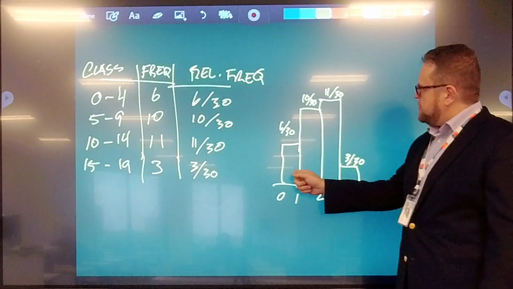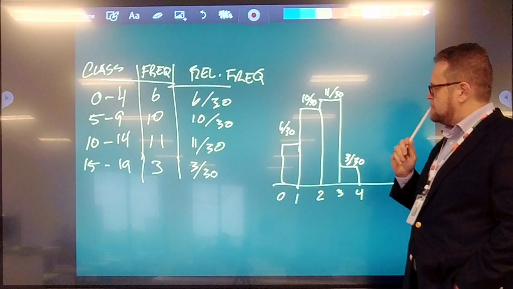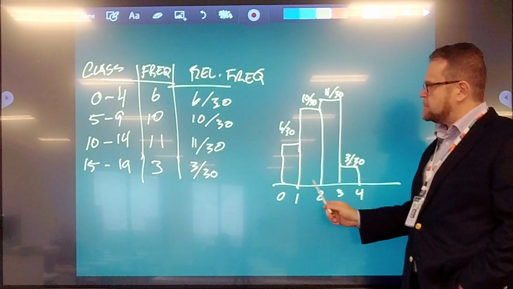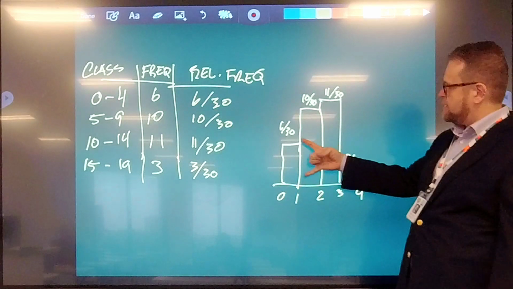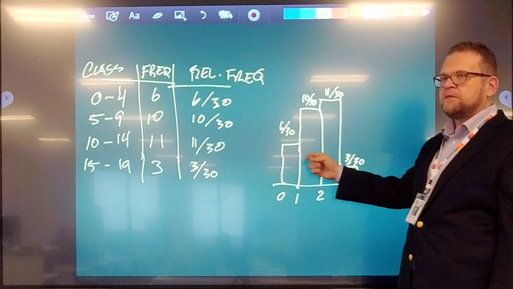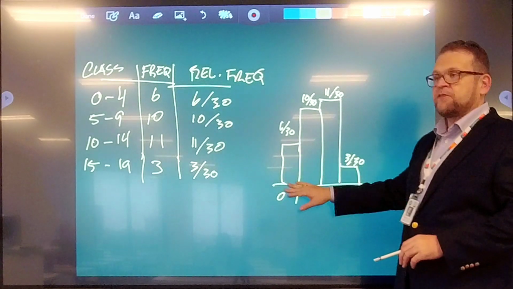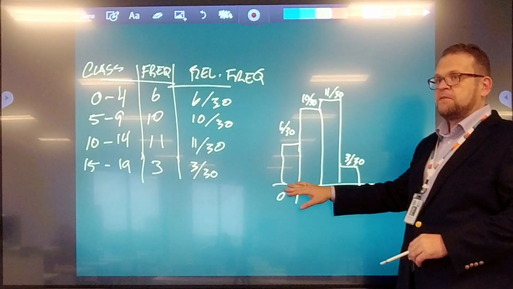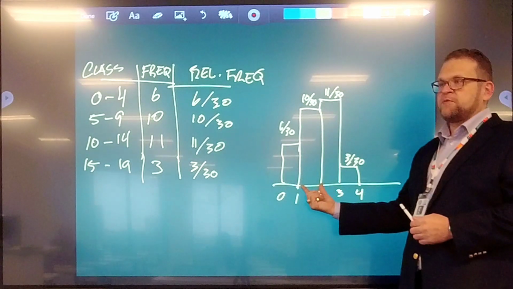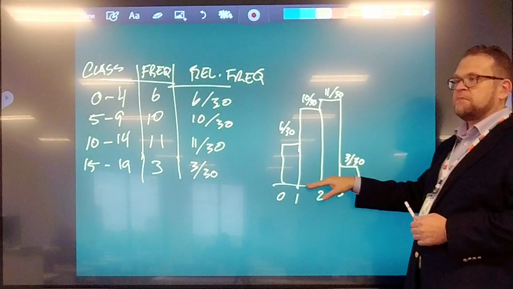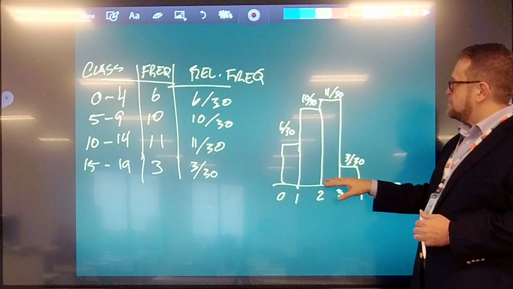What is the area of this triangle? Not triangle, rectangle. The width is 1. The height is 6 over 30. So the area is 6 over 30, because the width is 1. And this rectangle has a width of 1 and a height of 10 over 30, so its area is also 10 over 30. And this area is 11 over 30.